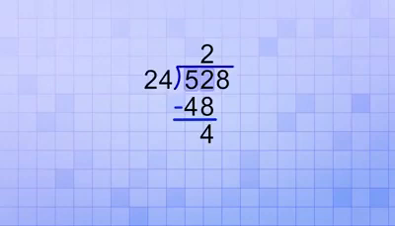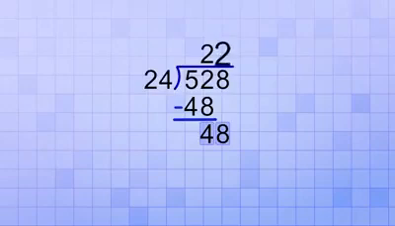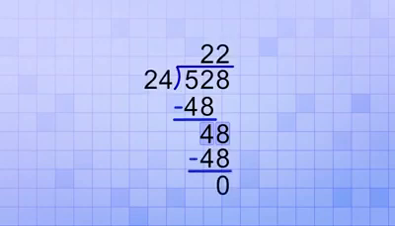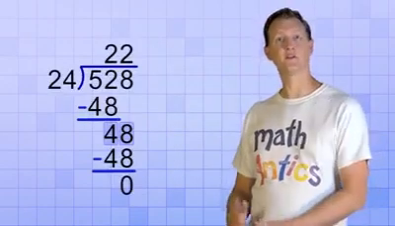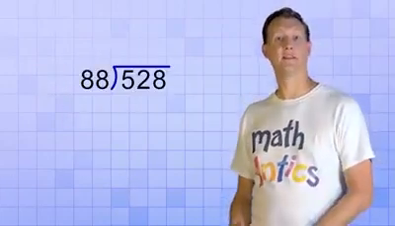We've already dealt with the first 2 digits of the dividend, so now we bring down the last digit to join the remainder and ask how many 24s will make 48. That's easy, it's 2 again, because we just saw that 2 times 24 is 48, so that will leave no remainder. So the answer to this first 2-digit divisor problem is 22. Now let's have a look at the next problem.